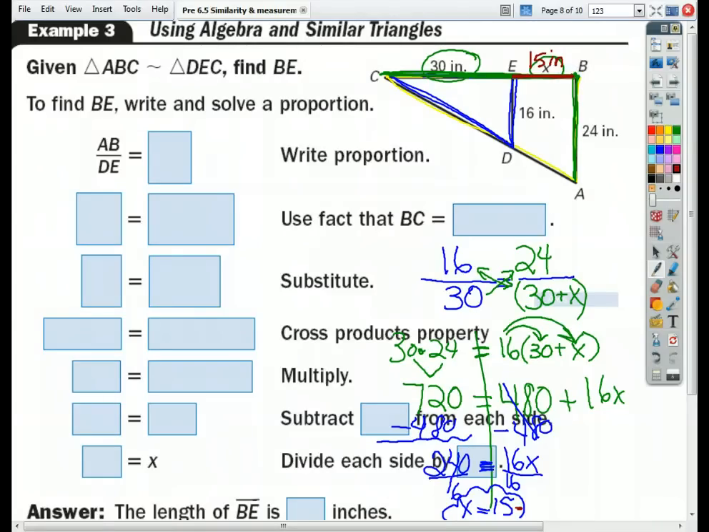But on your quiz and test and in your book sometimes they'll say find line CB instead of BE. Then would I be done? No. Then I'd have to find this whole thing, C to B. So you'd have to go 30 plus 15 is 45. So always ask yourself before you're done, did I answer what they want me to answer? Make sense? Questions?